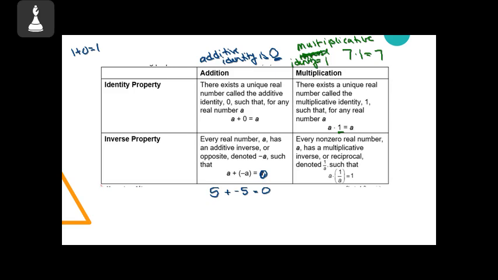Which means that there is a way to take a number and multiply it by a number so that you get the identity of 1. And that's what's explained down here. And that inverse is the reciprocal. So any number that I have, 7, let's say, its reciprocal 1/7, if I multiply, will give me the identity. 2/3 times its reciprocal 3/2 will give me 1, because 2 times 3 is 6, 3 times 2 is 6, and 6 over 6 is 1.